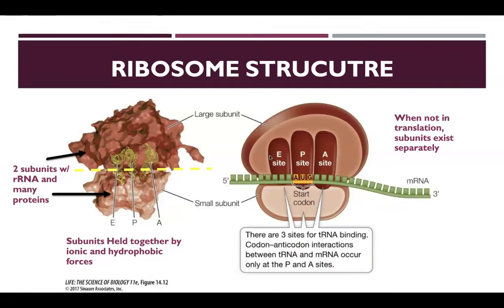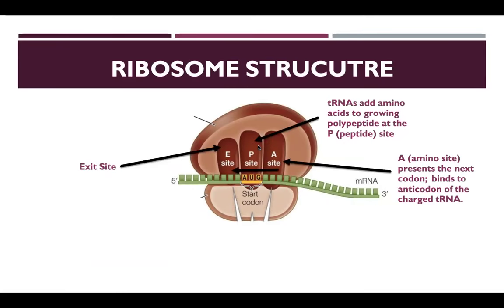So within these areas, you have an E site, a P site, and an A site. These are extremely important. These are your main sites for tRNA binding. Codon-anticodon interactions occur at the P and A sites. E is your exit site. So tRNA adds amino acids to the polypeptide at the P site, while the A site, your amino acyl site, presents the next codon. So this ribosomal subunit is moving from the 5' to the 3' direction. It's moving through that transcript.